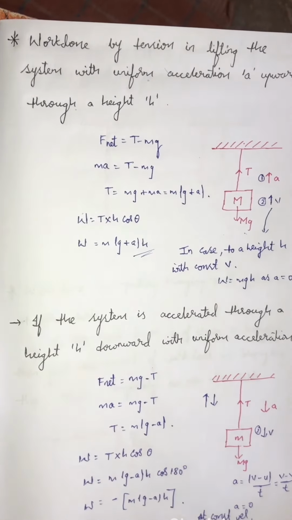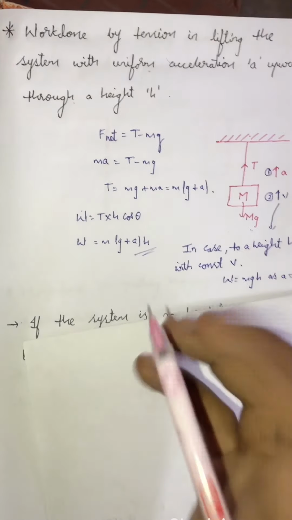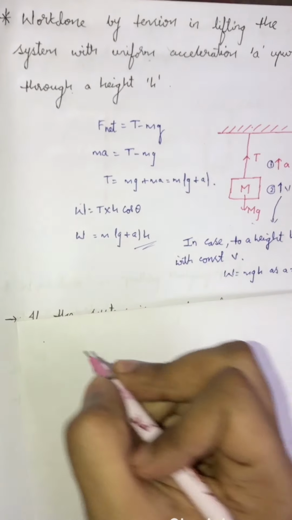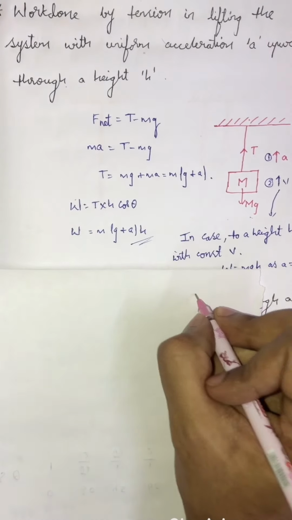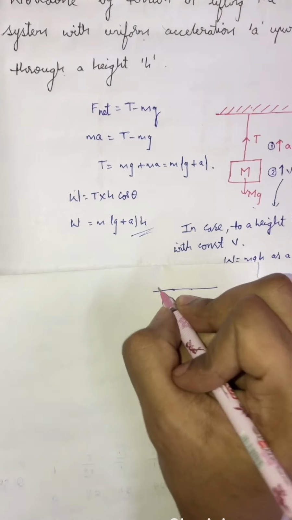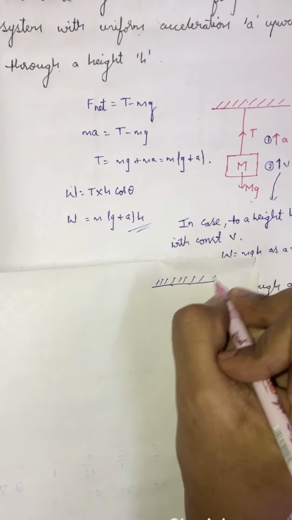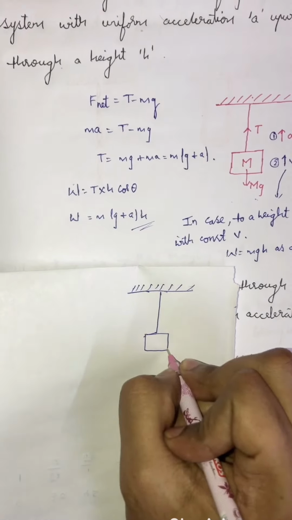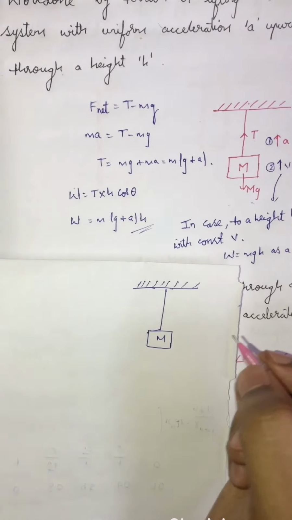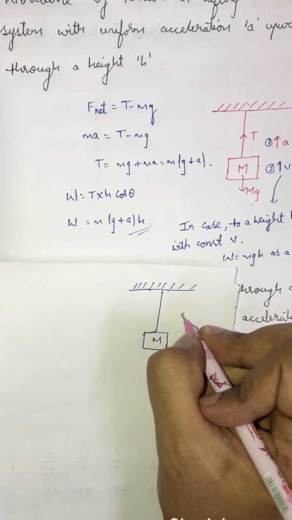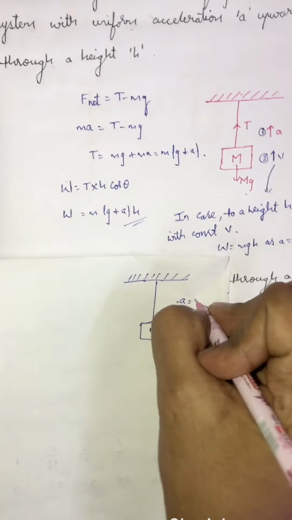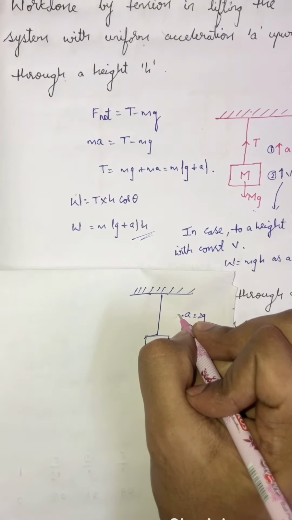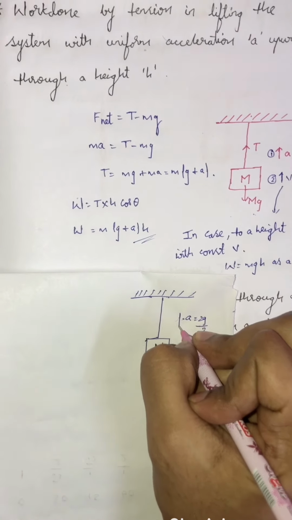So, note it down. A block of mass m is lowered downward, that means with the help of a string, with an acceleration a equal to 2g by 3. Since it is lowered downward, the acceleration is acting in the downward direction. Then find the tension.